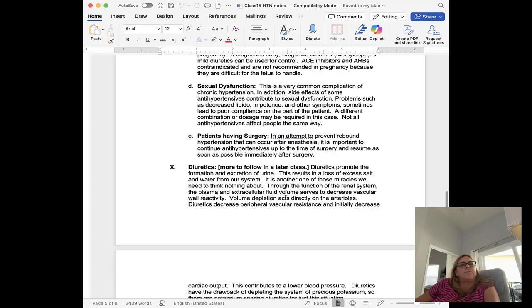What about patients having surgery? In an attempt to prevent rebound hypertension that can occur after anesthesia, it's important to continue antihypertensives up to the day of surgery and then resume them as soon as possible after surgery. We do want them to be well controlled during surgery.